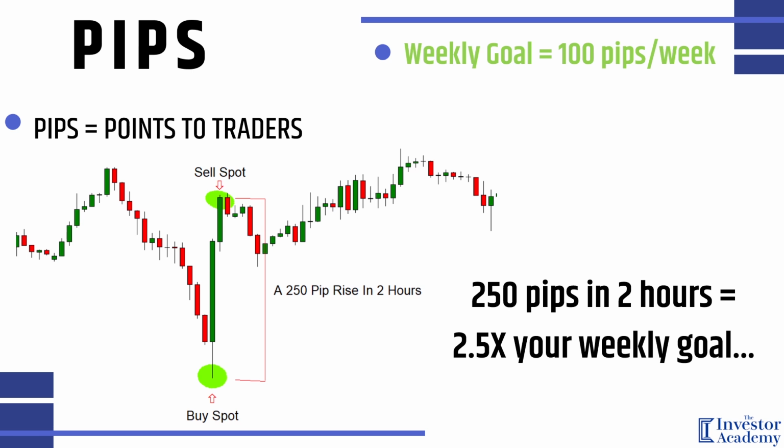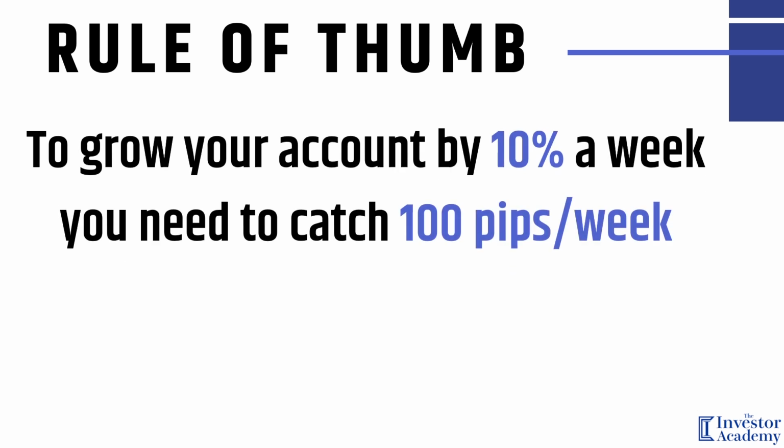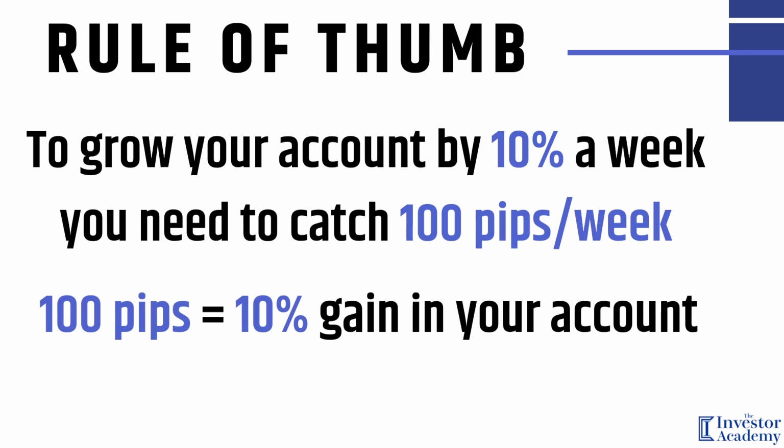To put what 100 pips is in perspective, refer back to the last video where we mentioned that our weekly goal is 10% a week in the forex markets. So here's another rule of thumb to write down. To grow your account by 10% every week, you need to catch only 100 pips per week. And you'll learn exactly why 100 pips is equal to a 10% gain in your account in the risk management video here in the beginner section. But for now, know that your goal is to only catch 100 pips per week, which is going to get you the 10% gain that you need every week in your account.